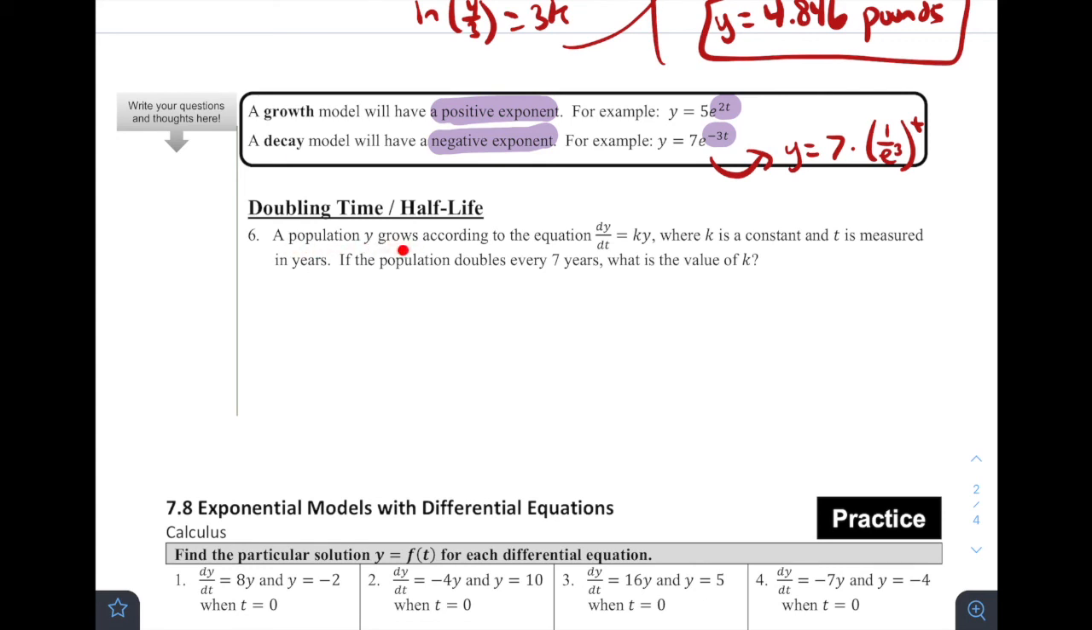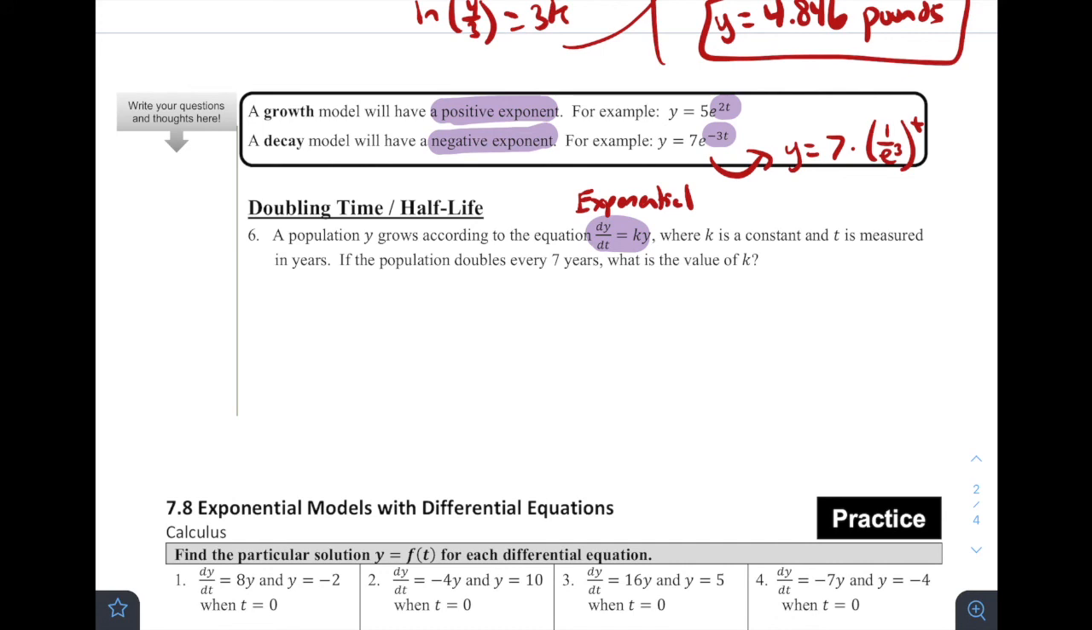A population y grows according to the equation dy over dt is equal to ky. Hey, that's familiar. This sort of tells me, because I'm seeing that dy over dt is equal to ky, that we're talking about an exponential model here, where k is a constant and t is measured in years. If the population doubles every 7 years, what's the value of k? Nice. So how do we handle this?